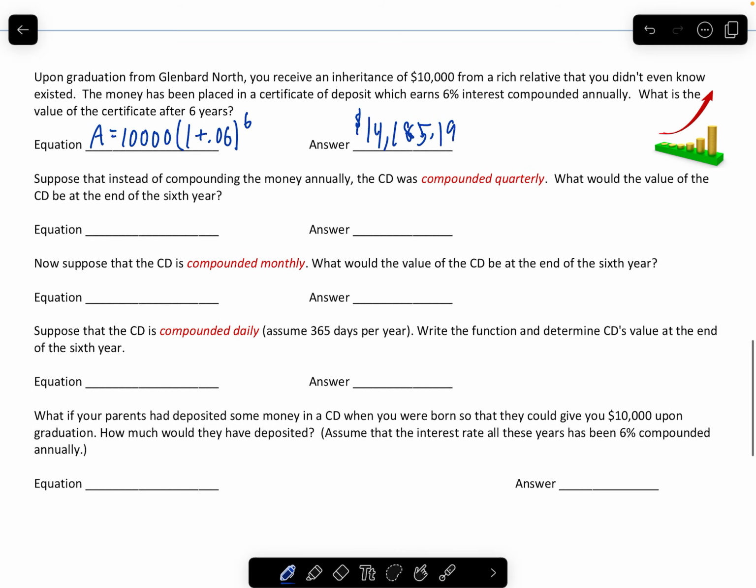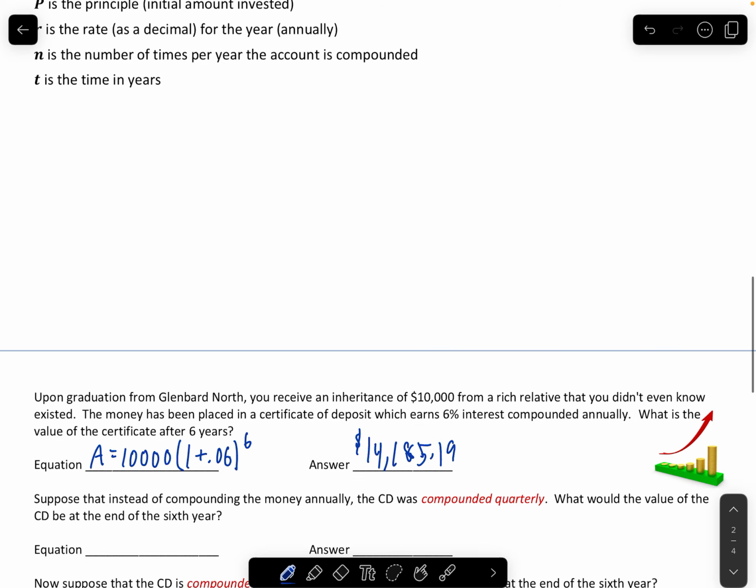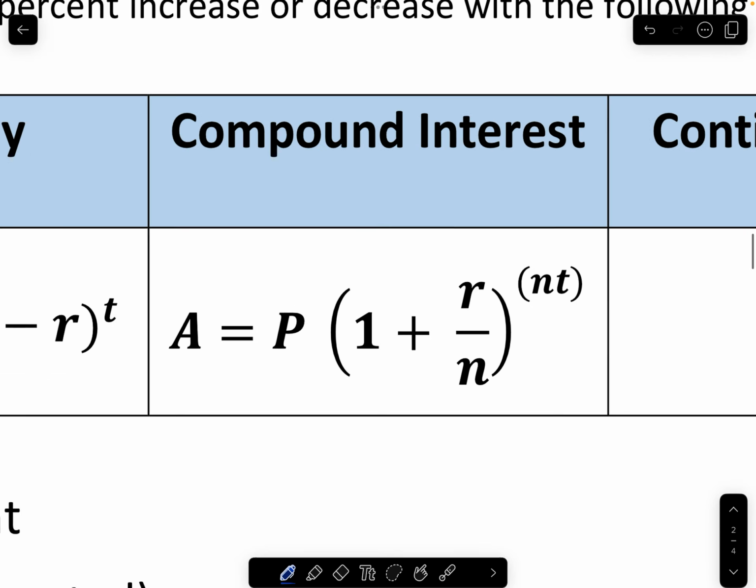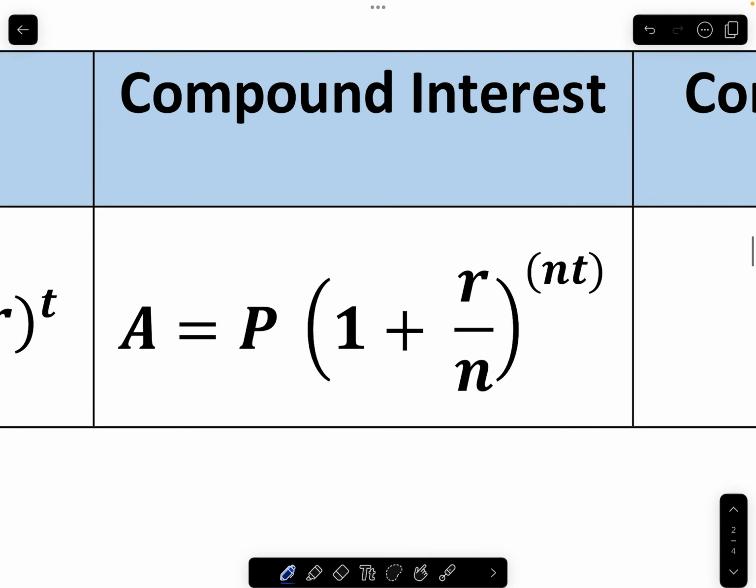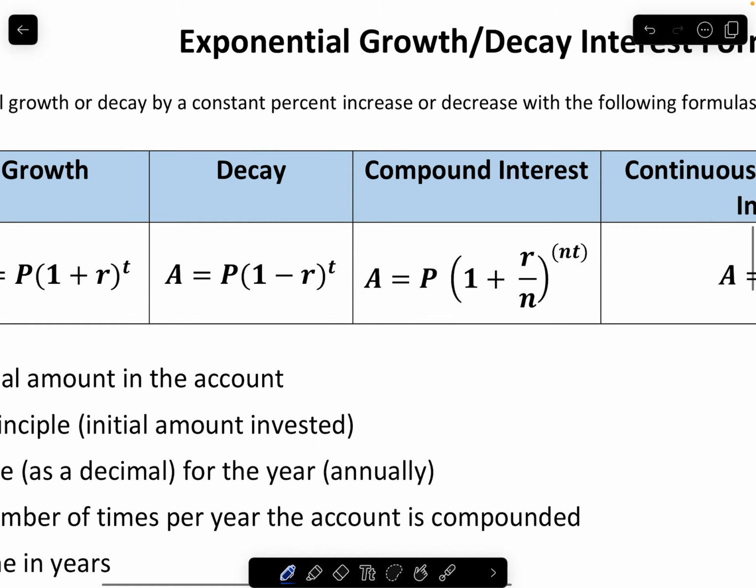All right, now suppose that instead of compounding annually, now we compound quarterly. Quarterly means 4 times a year. What would the value of the CD be at the end of the 6th year? So now we don't have a choice. Now we're going to have to use this formula here. P and R and T are the same. The only difference here now, N, quarterly would be 4.